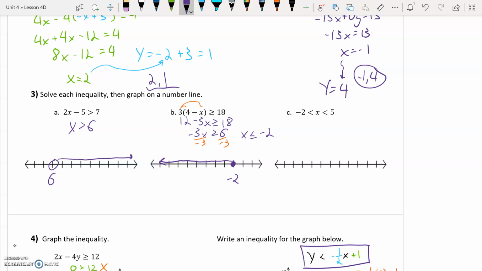The very last one is a compound inequality. And so there's actually no calculations to do here. All you have to do on this one is identify where negative 2 and 5 are. So I'm going to put negative 2 here, which means 0 would be there, and 2, 3, 4, 5 would be here. Open dots because they are both less than but not equal to signs.